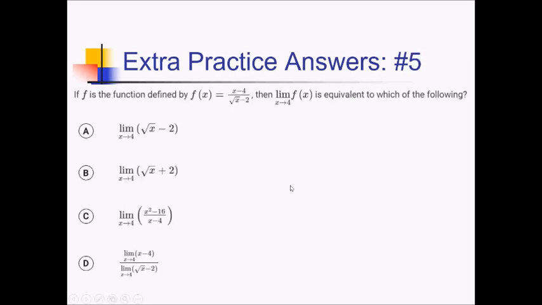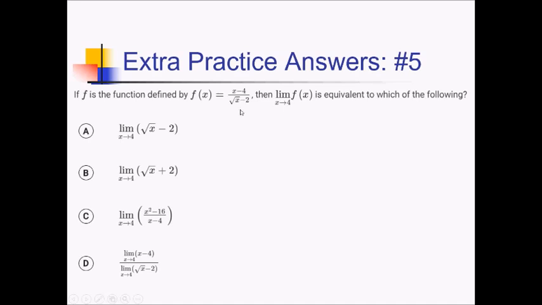For this problem, we're defining f of x as x minus 4 over radical x minus 2, and we want to know what limit as x approaches 4 of this thing is equivalent to. The reason they care is if you plug in 4 right away, you have 4 minus 4, which is 0, over square root of 4 is 2 minus 2, also 0, indeterminate. So they want us to rearrange this in a way that doesn't have that issue.